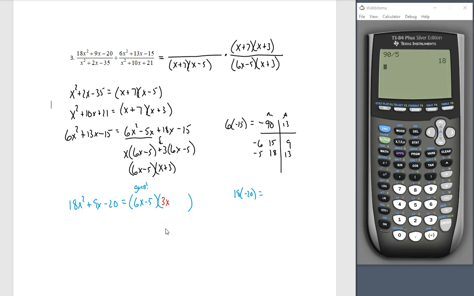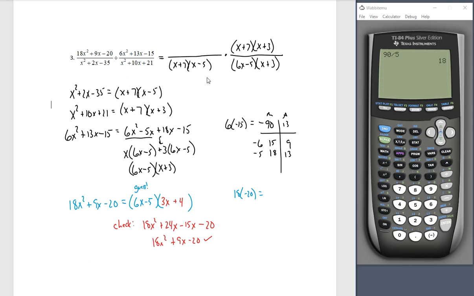That's going to be a 3x. What do I multiply negative 5 by to get negative 20? That'll be a plus 4. And now we check. That's why it's called guess and check. 6x times 3x is 18x squared. 6x times 4 is plus 24x. Minus 5 times 3x is minus 15x. And negative 5 times 4 is negative 20. 24 minus 15 is plus 9x minus 20. All right, it works out.